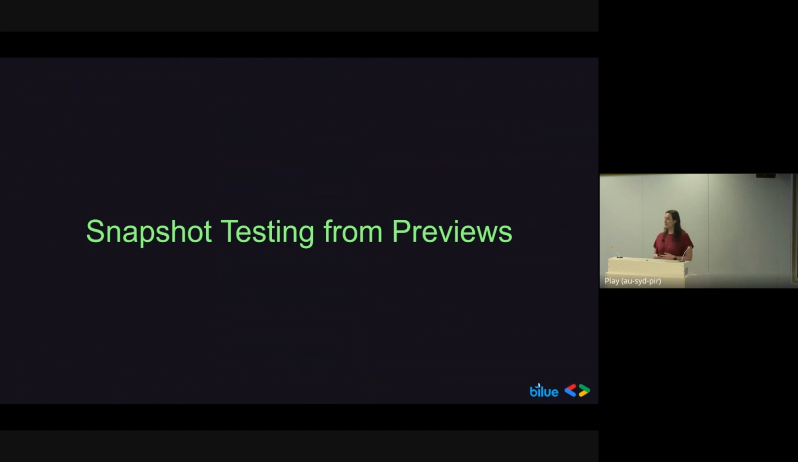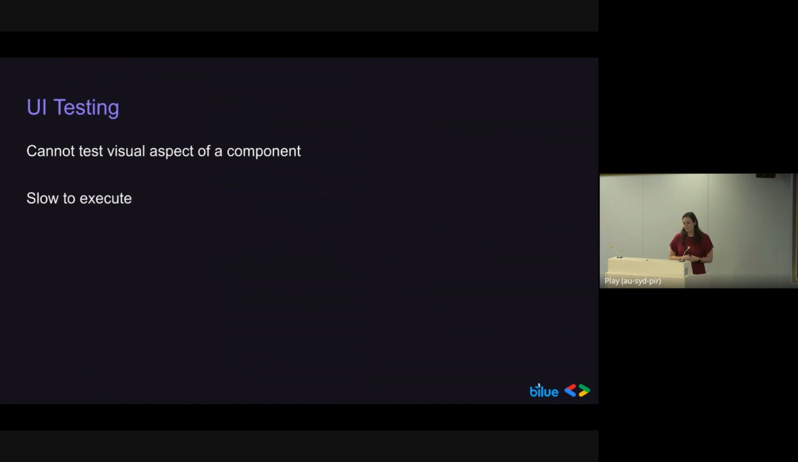You can also do snapshot testing with previews. So if you are used to working with Android and used to working with apps, you might know about UI testing. UI testing is not necessarily for the visual aspect of the component. It's usually what things are on the screen. It doesn't really check usually, are the things the right colors? Are they the right layout? But it does tell you, oh, these things are on the screen and I can interact with them.